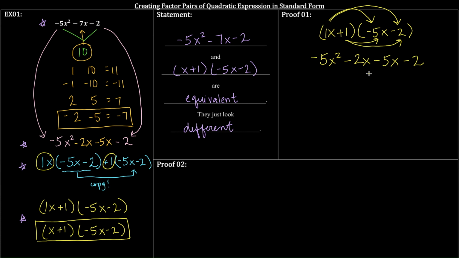And then we combine like terms, so we end up with negative 5x squared minus 7x minus 2. So you can see that they're the same. This is just a different version of this. It's just written as multiplication.